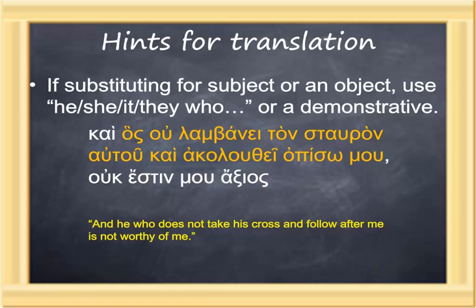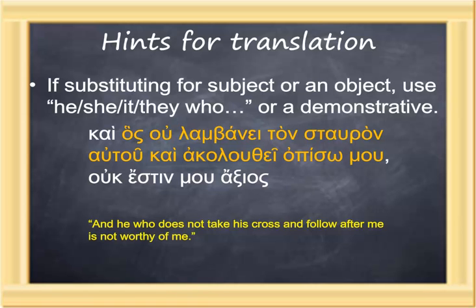Secondly, if the relative clause is substituting for the subject of the sentence or for an object, such as indirect, direct, or object of a preposition, you might add he, she, it, or they to the who, or perhaps use a demonstrative, this or that. Take the following sentence. The main clause are the white letters, kai uk estin mu axios. That reads, and he is not worthy of me.